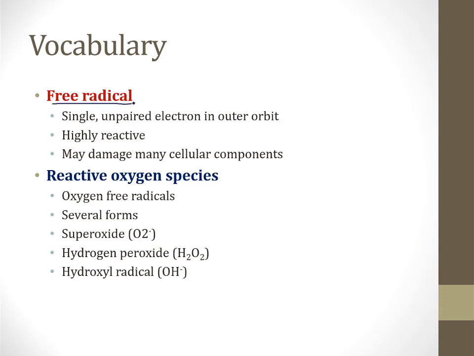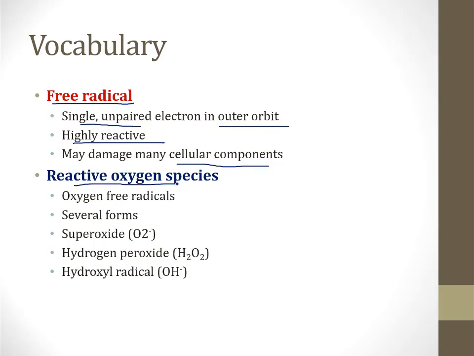A free radical is a molecule that has a single unpaired electron in the outer orbit. Free radicals are highly reactive. They often donate electrons to other substances, and in terms of cellular biology, they can damage many cellular components, including the cell membrane, proteins, and other structures.